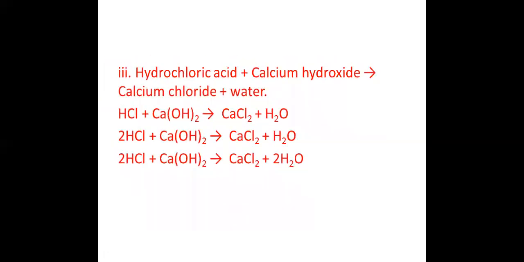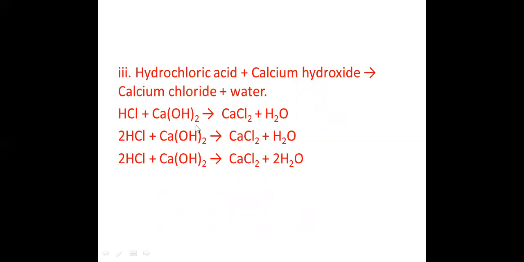Third equation is hydrochloric acid when it reacts with calcium hydroxide, it will give calcium chloride and water. Now we will write this equation in formula form, write the formulas of all the reactants and products. Hydrochloric acid is HCl, calcium hydroxide Ca(OH)2, calcium chloride CaCl2 plus water.